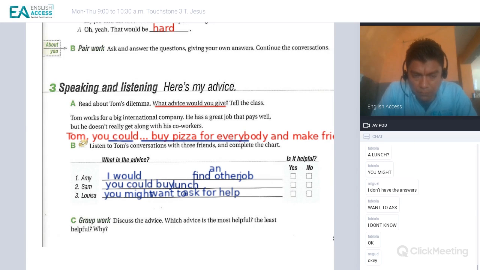3. Louisa. You know, Tom, I was thinking about your job, and I thought of one thing you might want to do. You mean about my coworkers? Uh-huh. Really? Yeah, listen, why don't you ask them for advice about something? I mean, everyone loves giving advice, right? I bet you anything they'll try to help. If I were you, I'd give it a try.